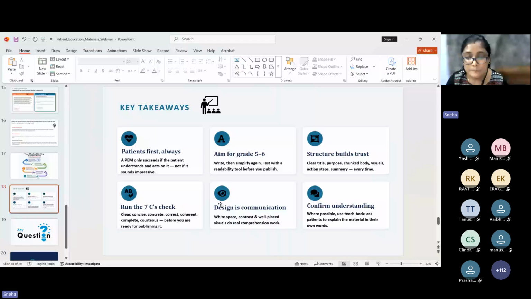And confirm your understanding. Wherever possible, use teach-back: ask patients to explain the material in their own words, if it is possible at all. If you get connected with the patient, you may ask the patient to teach back, or explain back to you in their own words whatever they have read. It is just a confirmation check of whether the patient has understood the content you have provided or not.